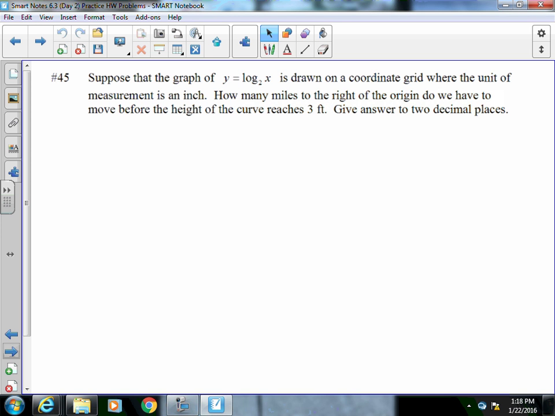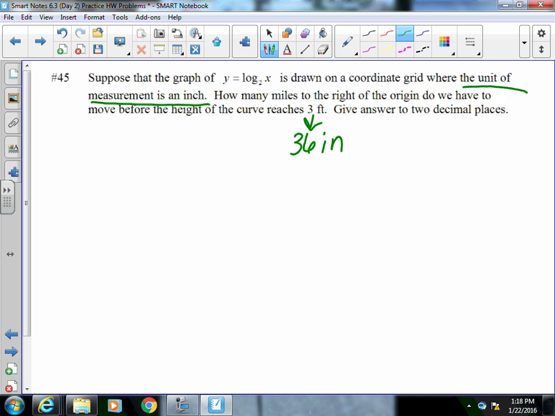Suppose the graph of y equals log base 2 of x is drawn on a coordinate grid where the unit of measurement is an inch. How many miles to the right of the origin do we have to move before the height of the curve reaches 3 feet? Now, let's talk for a second because it says the unit of measurement is an inch. So we can't use 3 feet, we have to use 36 inches. And we want to know when log base 2 of x is going to get to a height of 36 inches. So, in order to solve this, we change the form.